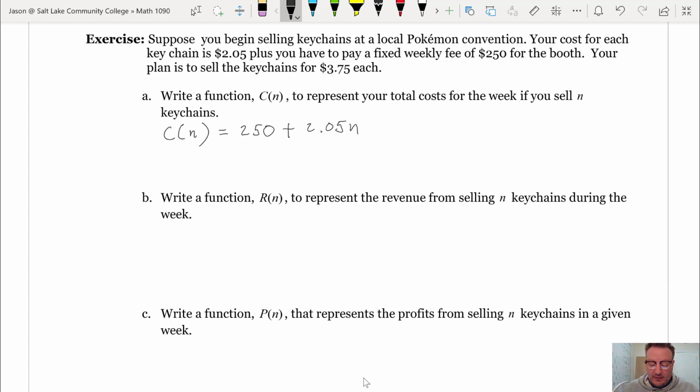That's the cost for all the keychains we order from our supplier. Okay, part B, write a function R of n to represent the revenue from selling n keychains during the week. Well, we charge $3.75 for each keychain, right? Remember, revenue is just the price you charge times the quantity you sell, and we're selling n. So our revenue as a function of n will be $3.75 times n.